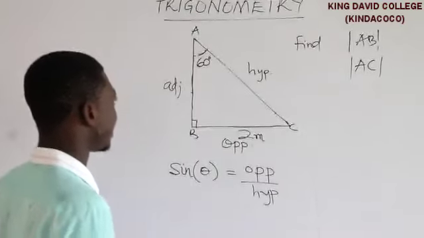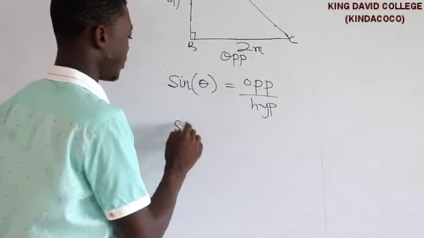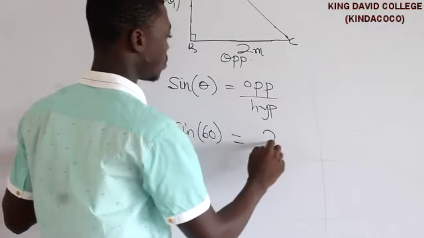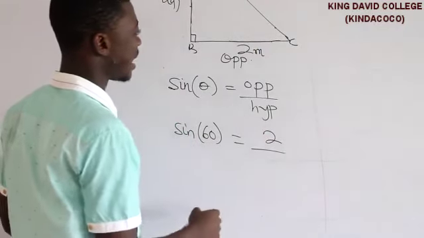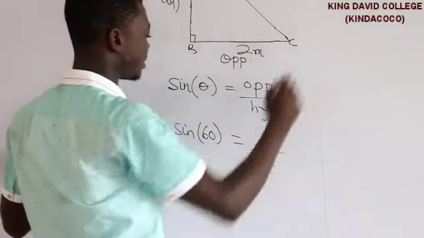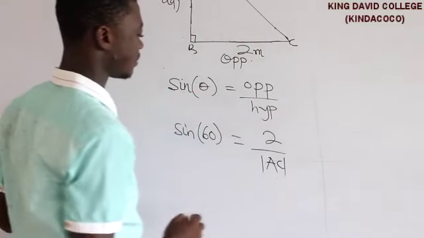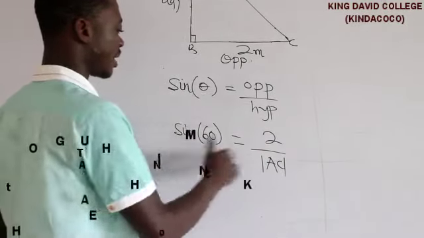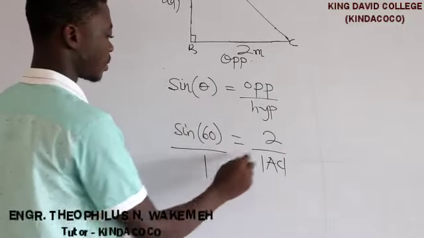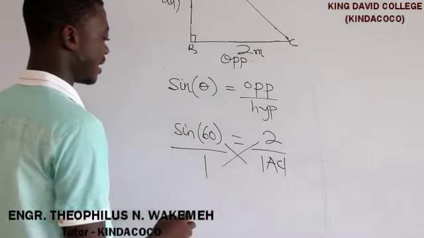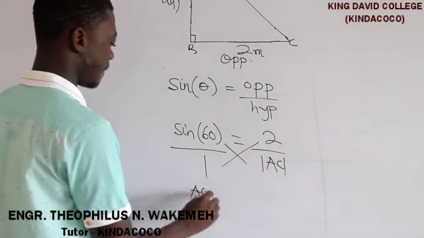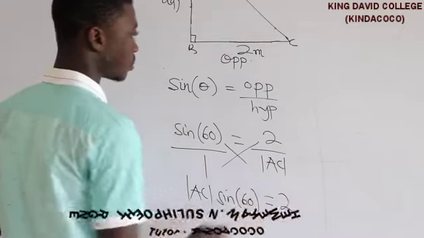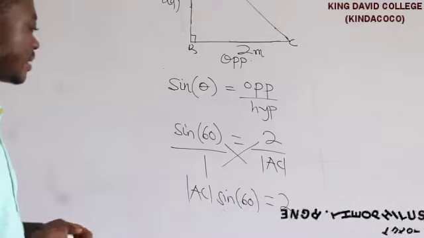So when you do this, it's just going to be sine 60 is equal to the opposite, which is 2, divided by the hypotenuse, which is unknown. So our hypotenuse is what? Line AC, right? Line AC. So when you cross multiply this to find AC, you have AC times sine 60 is equal to 2.